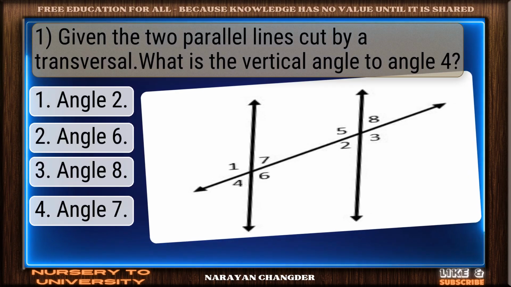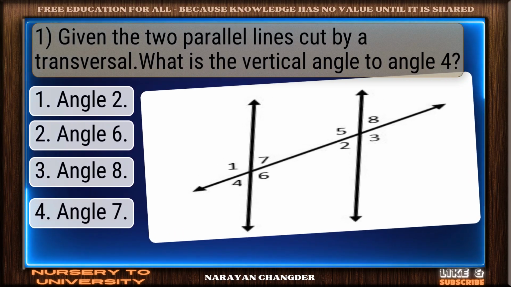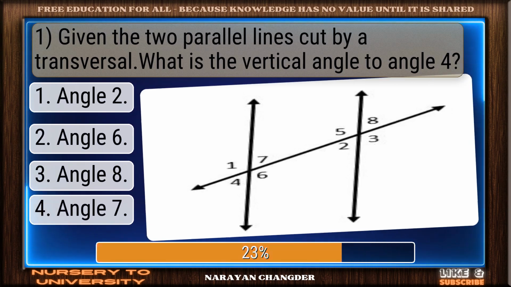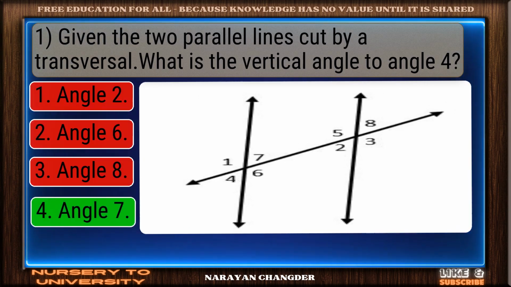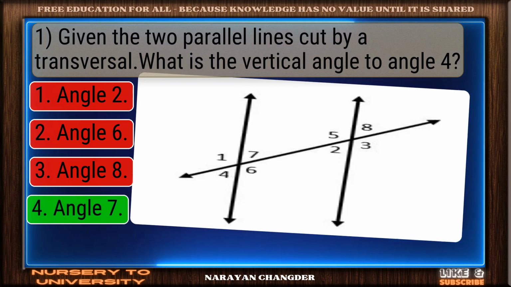Question number 3. Given the two parallel lines cut by a transversal, what is the vertical angle to angle 4? Well done. Angle 7 is the right choice.